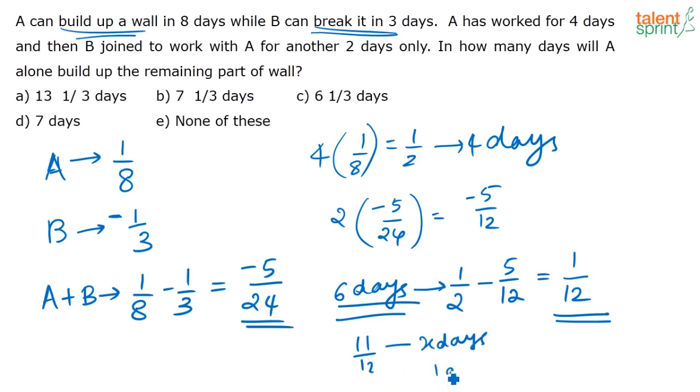In one day, how much is A building? In one day, A builds 1/8th of the wall. So in how many days will A build 11/12th of the wall? It will build it in 11/12 into 8, which is equal to 88/12, correct? 88/12, if you simplify, you get 22/3, that is equal to 7 1/3 days. So A alone will build it in 7 1/3 days, that is option B.